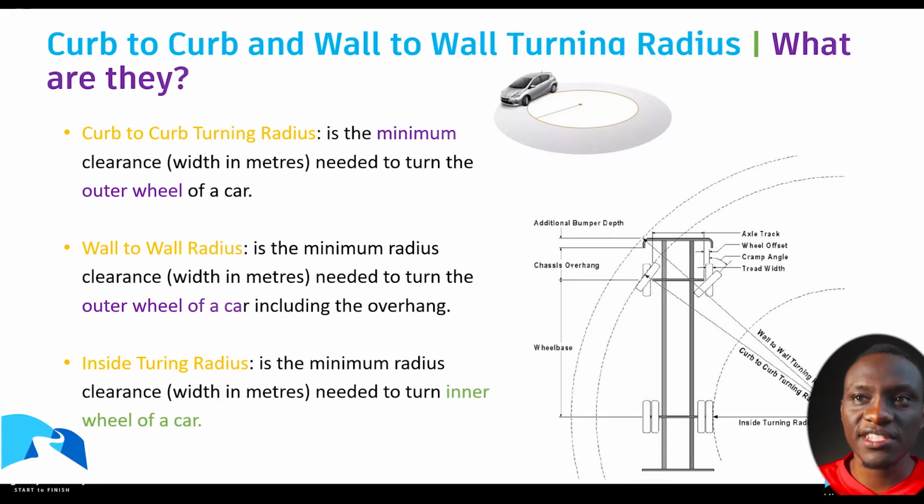Now, if you look on the right hand side, we have a diagram that's trying to distinguish between the wall to wall turning radius, the curb to curb turning radius, and the inside turning radius. When we are designing most of these turning movements, we start with the curb to curb, the wall to wall turning radius, and then we try to recreate the inside turning radius. That's the goal, and that's what you saw in the earlier simulation.